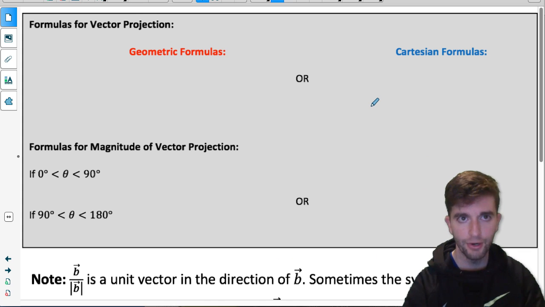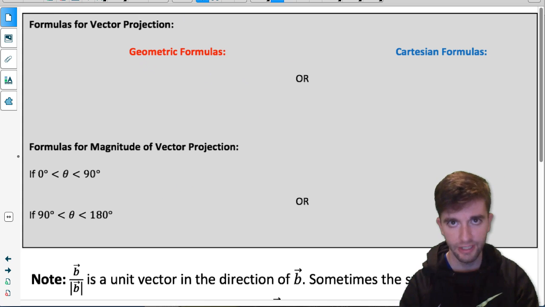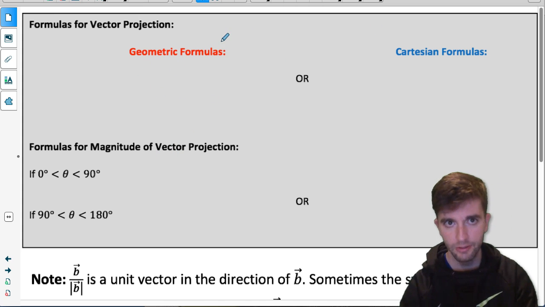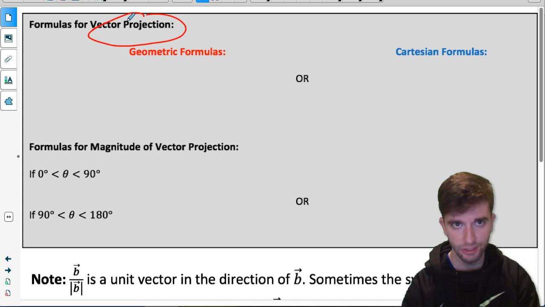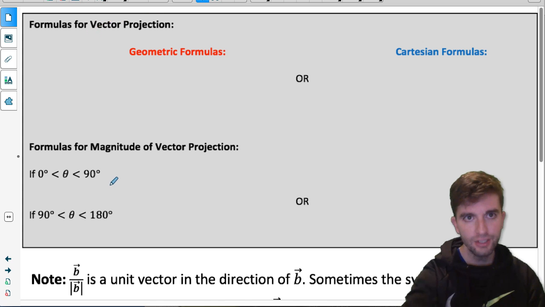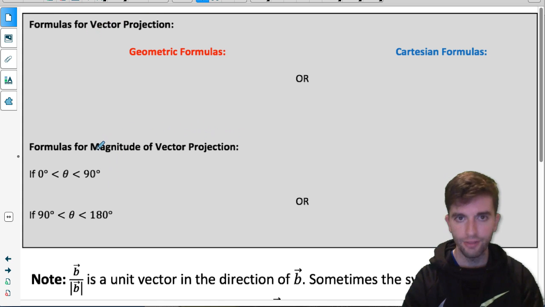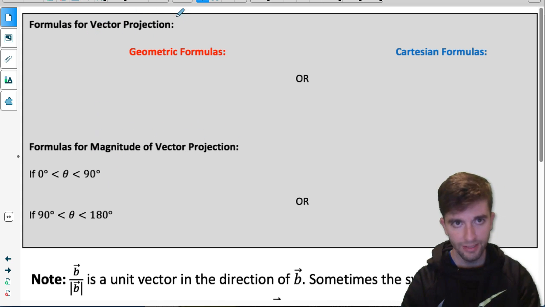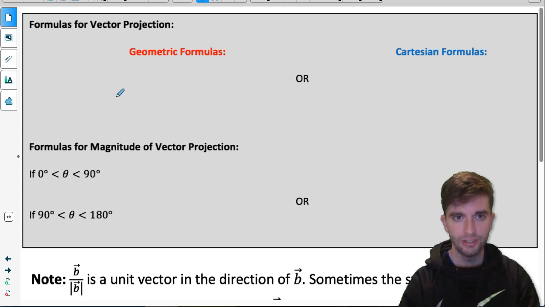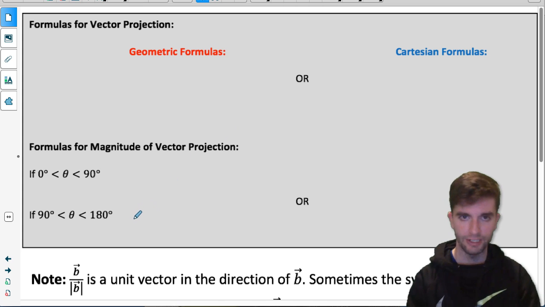This is the most complicated part of the lesson where we're going to come up with 4 formulas. We're going to come up with 2 formulas for geometric vectors and 2 formulas for Cartesian vectors. For each type of vector, we are going to come up with a formula for a vector projection and the magnitude of a vector projection. So magnitude of a vector projection is just the length of the vector projection. And when I say calculate a vector projection, I mean we need its length and its direction. So we're going to do 2 formulas for geometric vectors and for Cartesian vectors when we're trying to find vector projections or the magnitude of those vector projections.